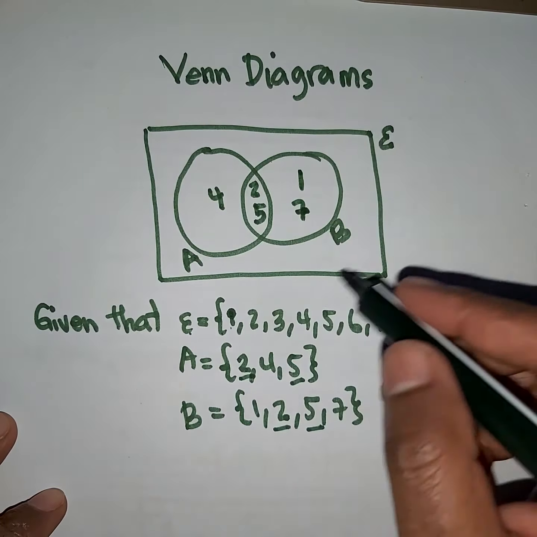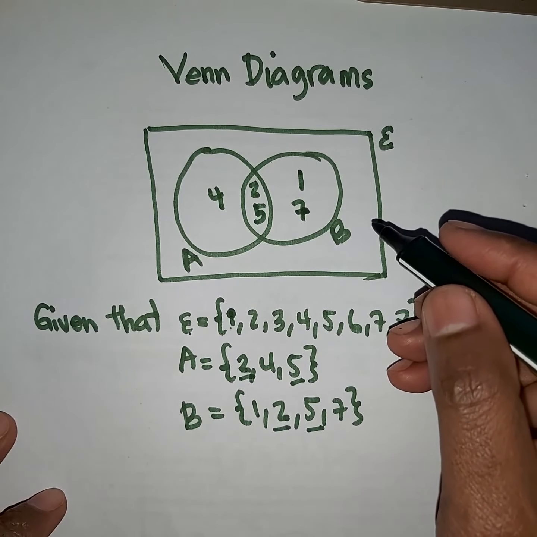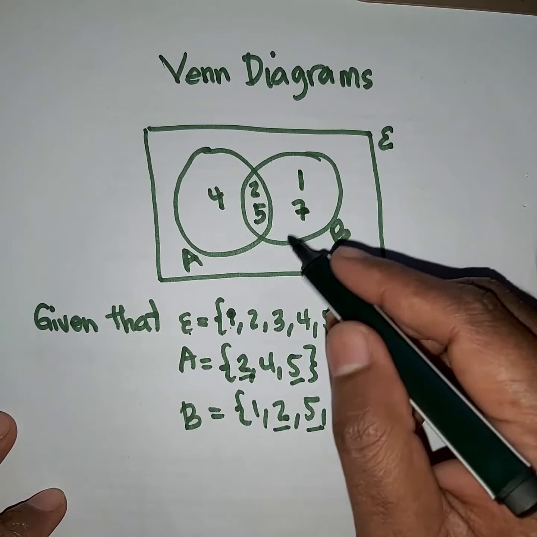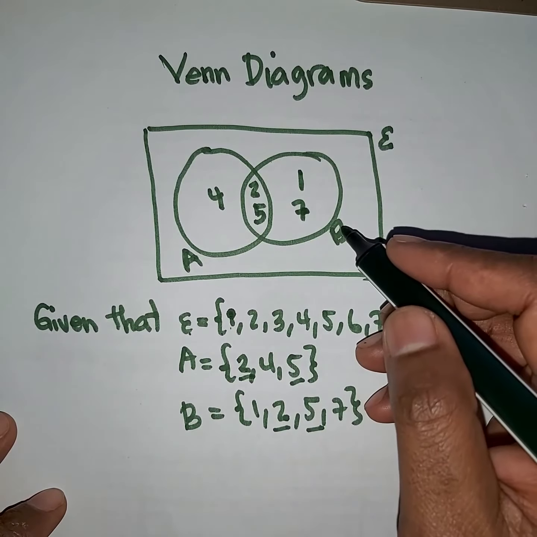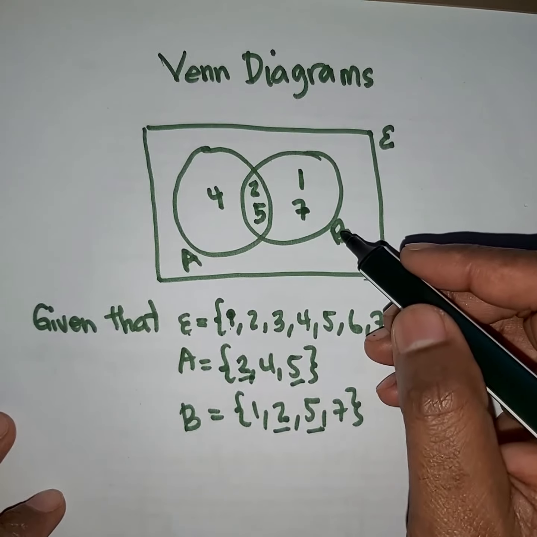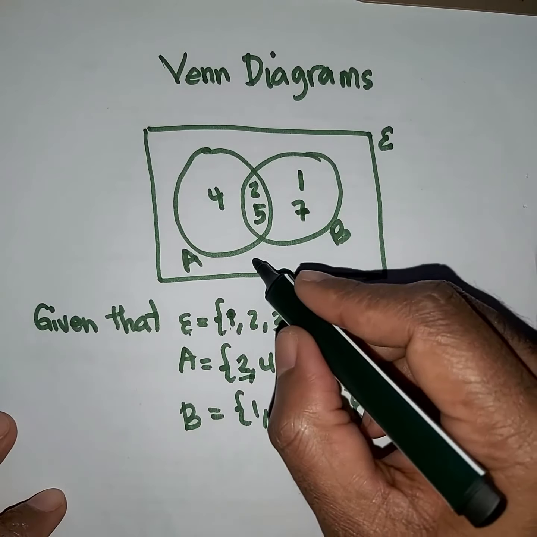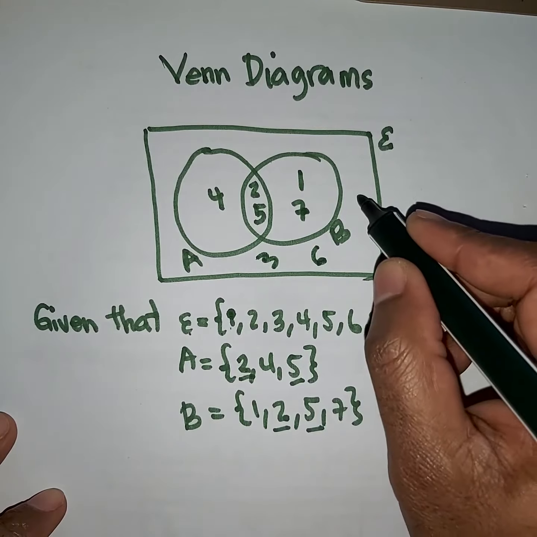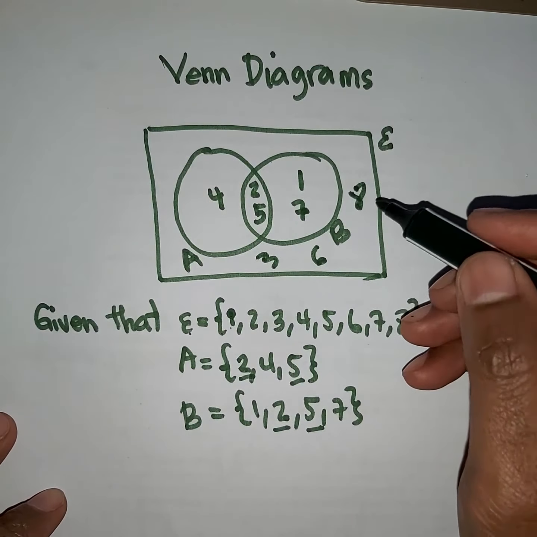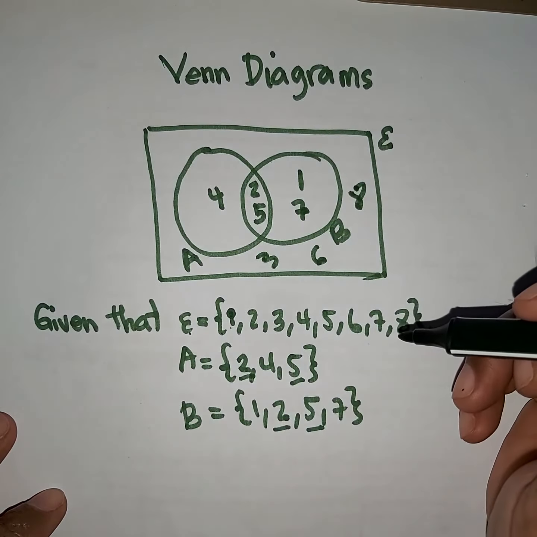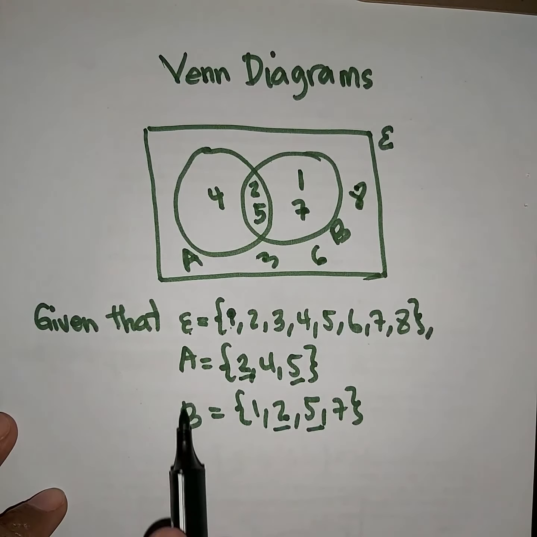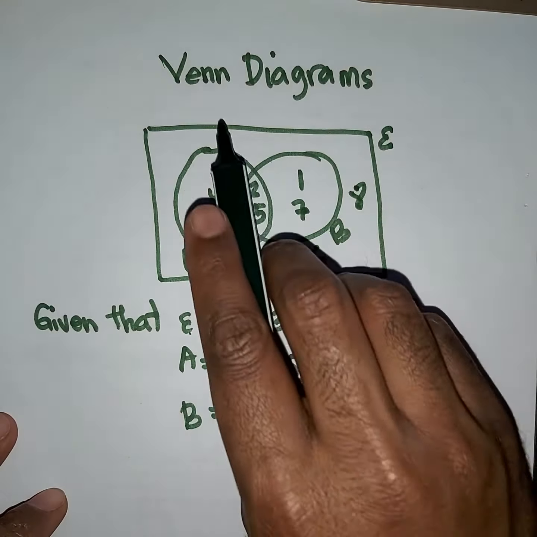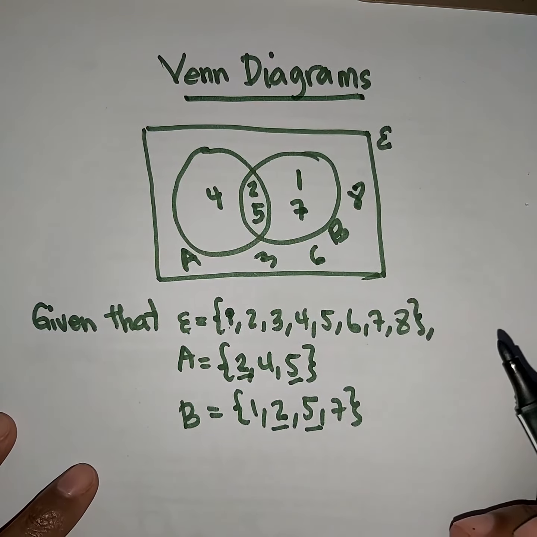Inside the universal set, outside the circles A and B, which is set A and set B, you get the numbers 3, 6, and 8, which you find outside. So this is how you represent set A, set B, and the universal set using a Venn diagram.